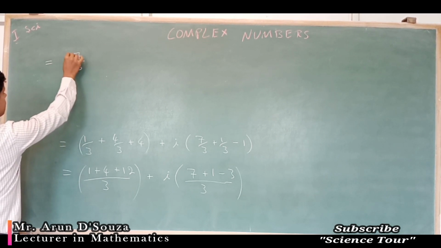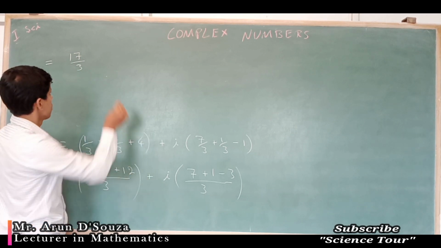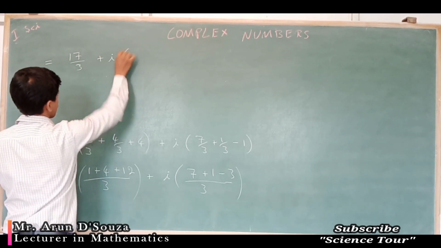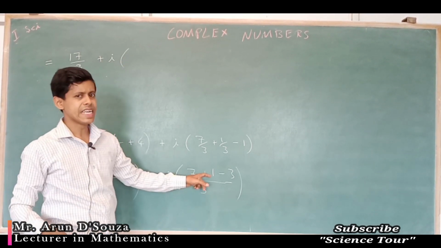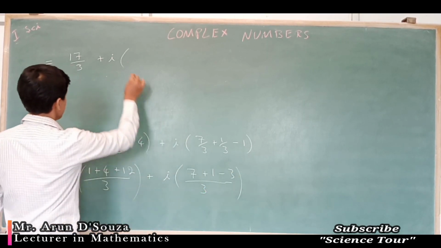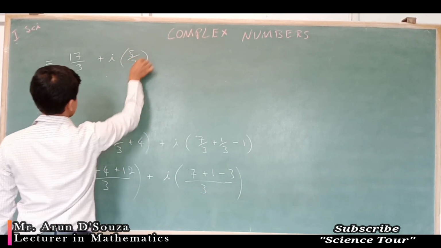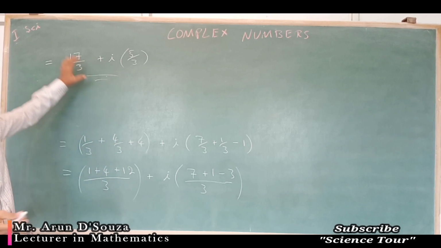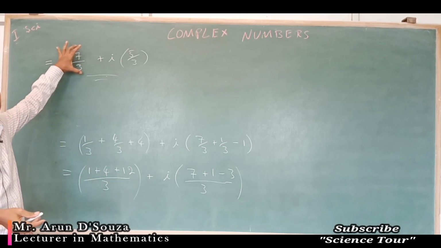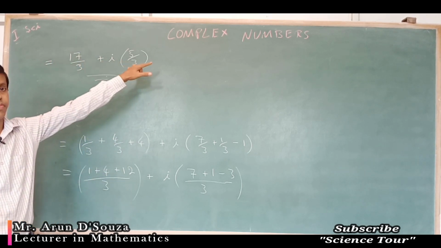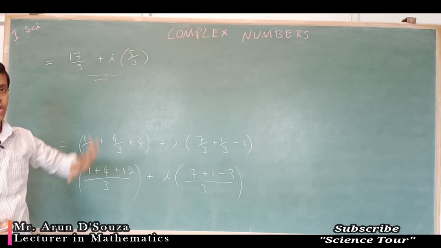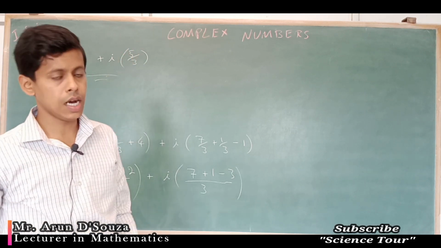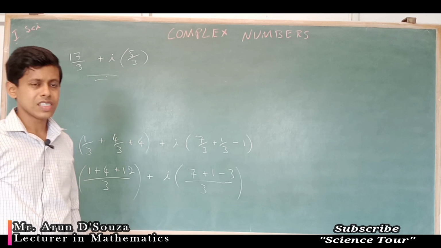And then you have i. And 7 plus 1, 8. 8 minus 3 is 5. So this is 5 by 3 and that's it. So you have got a complex number in the form of a plus ib. That was the question for you and here is the answer. So that is question number 7.